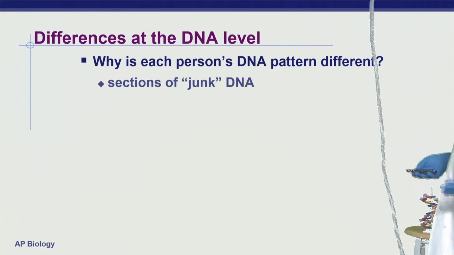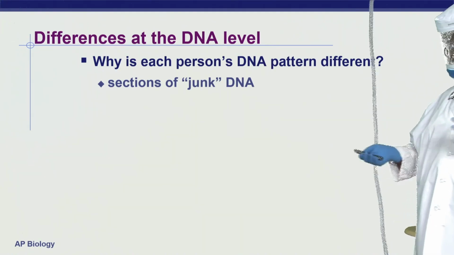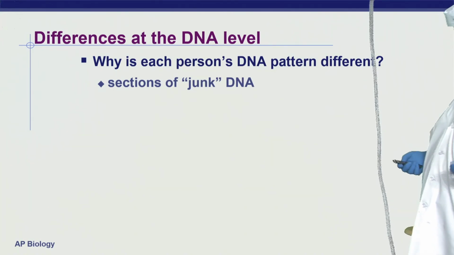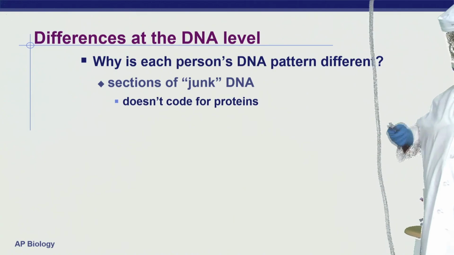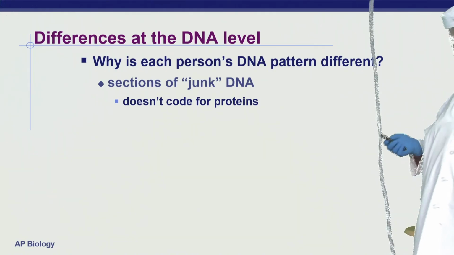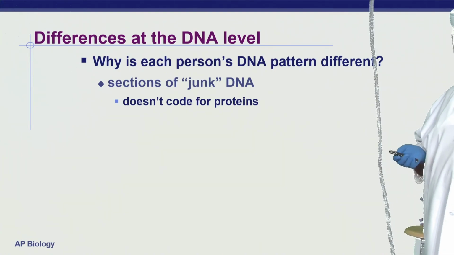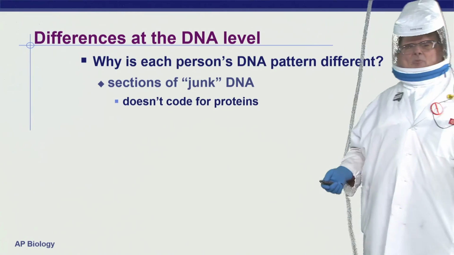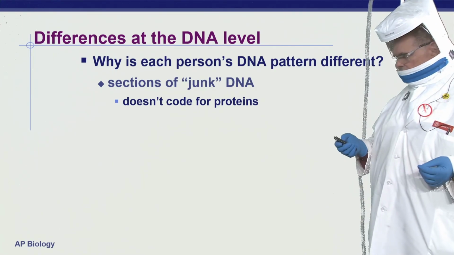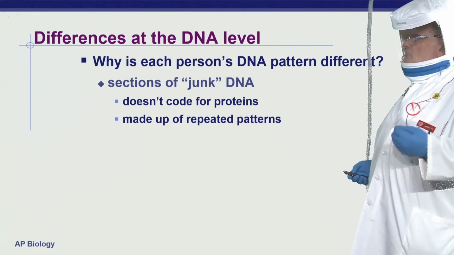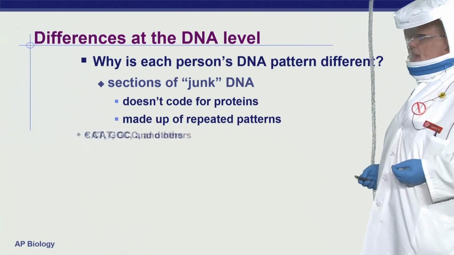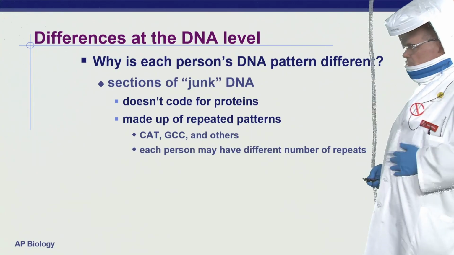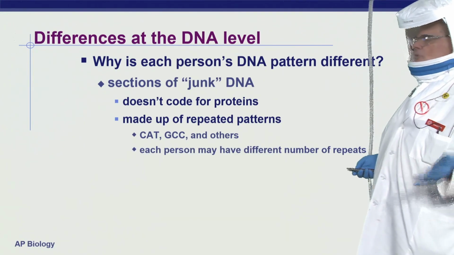So why is it that each person's DNA pattern is different from another's? Partly it's due to sections of what are called junk DNA, which doesn't code for proteins. I've always felt a bit iffy on this because the more we study, the more we figure out. And so sometimes we found out what we thought was junk DNA was actually doing things. Yep. The junk DNA is often made up of repeated patterns, like CAT or GCC. And each person may have different numbers of those repeats.